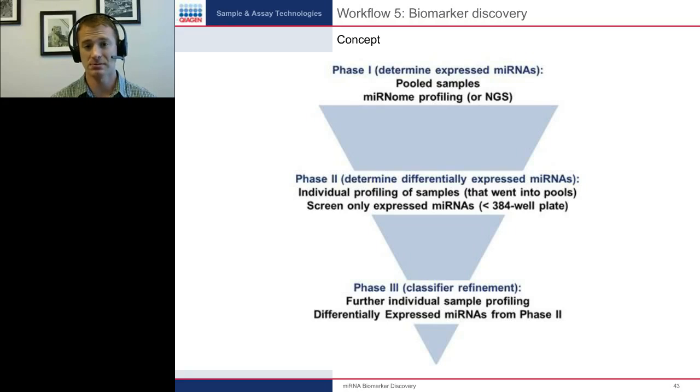But in phase 1, we're simply wanting to know what is present. Basically, we want to separate the expressed from the non-expressed and narrow our field to maximize both our time and resources.